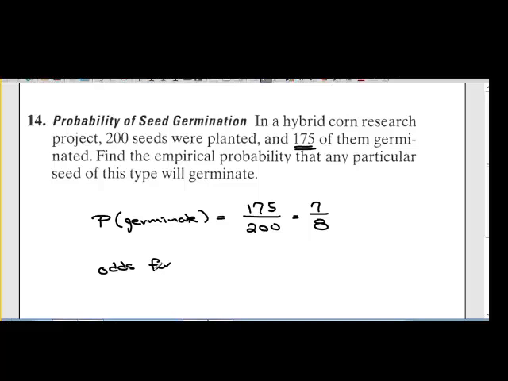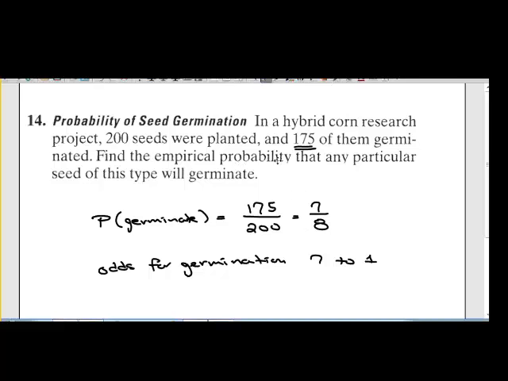They don't ask us, but the odds for germination would be 7 to 1. So we do the odds on the simplified fraction. I guess you could say it's 175 to 25, but 7 to 1 is much easier to understand. So that's the empirical probability, 7 over 8.